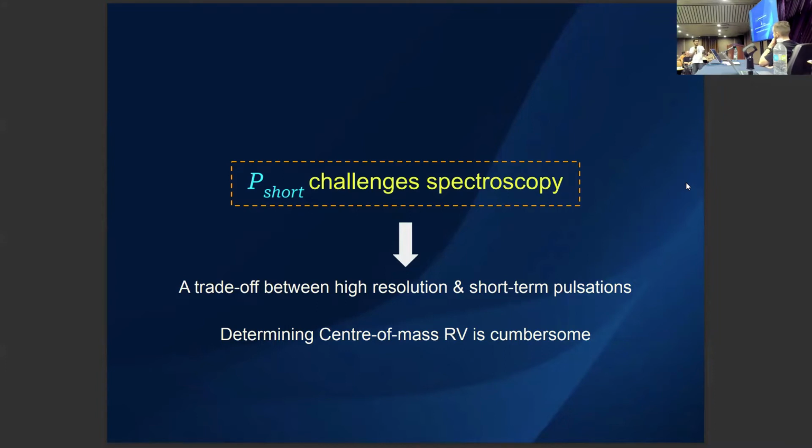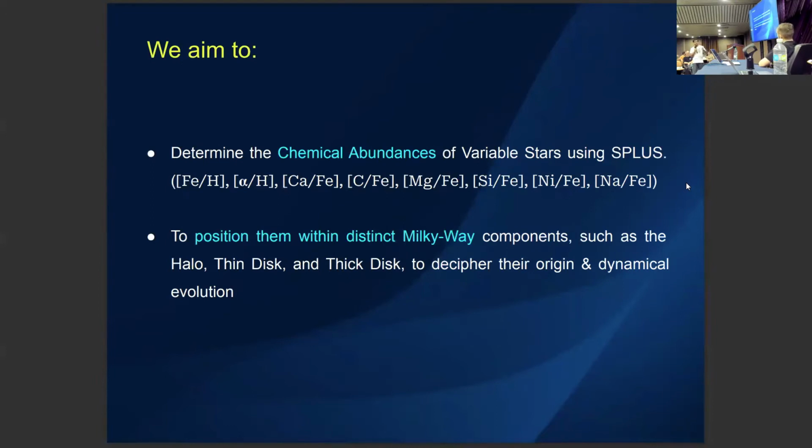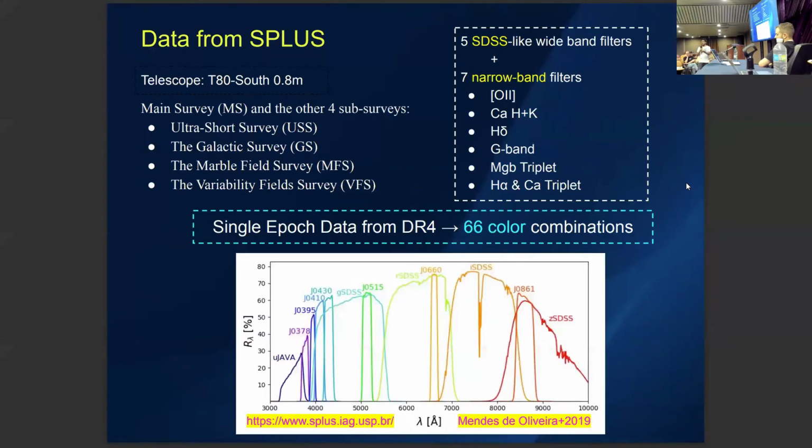So these challenges encourage us to look for an alternative approach to determine those abundances. With that motivation, our aim is to determine the chemical abundances of variable stars in these abundance spaces using S-PLUS, and also to position them within the Milky Way components. As Felipe has already described, S-PLUS has 5 SDSS-like wide band filters and 7 narrow band filters, which are specially designed for these lines. We are using the single epoch data from DR4.